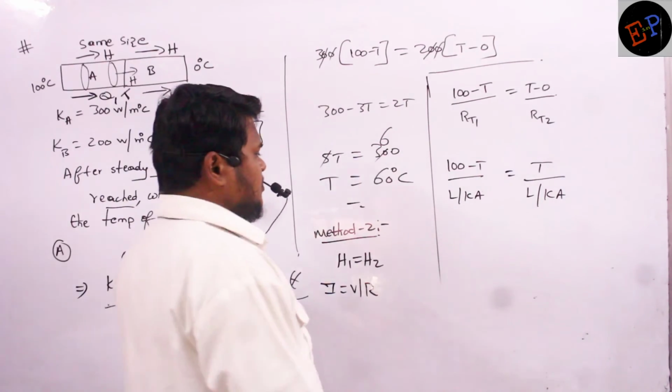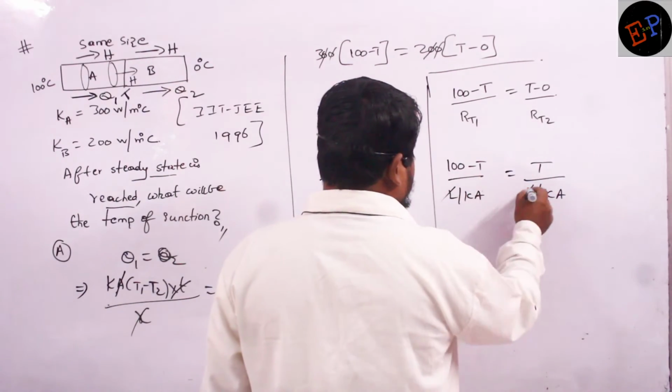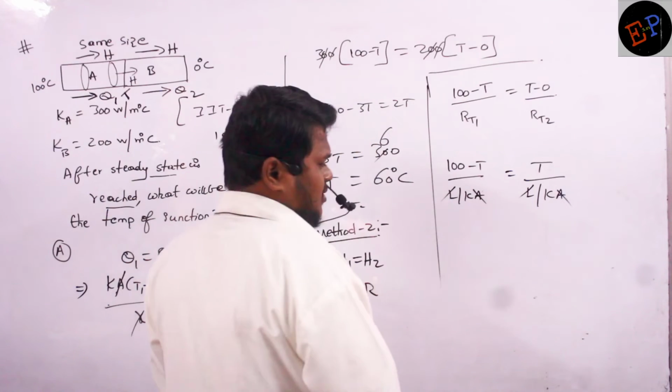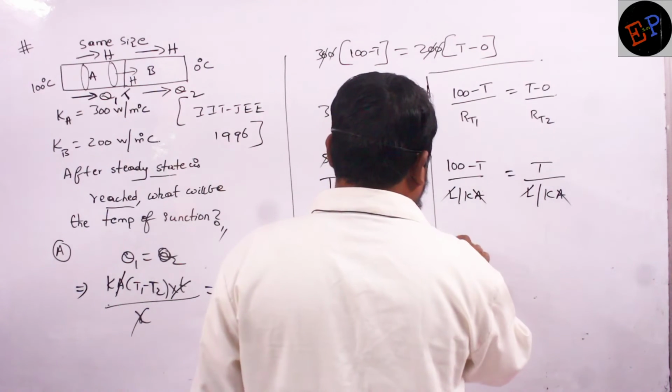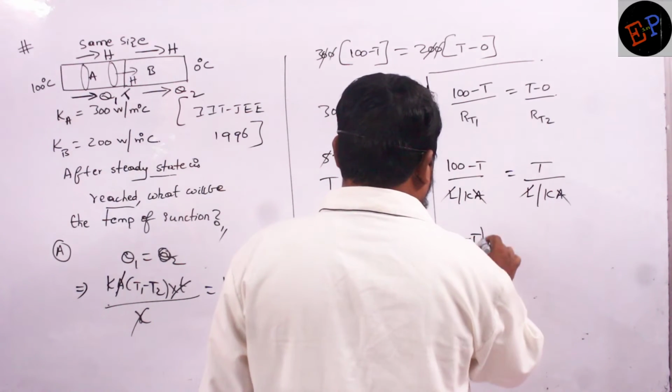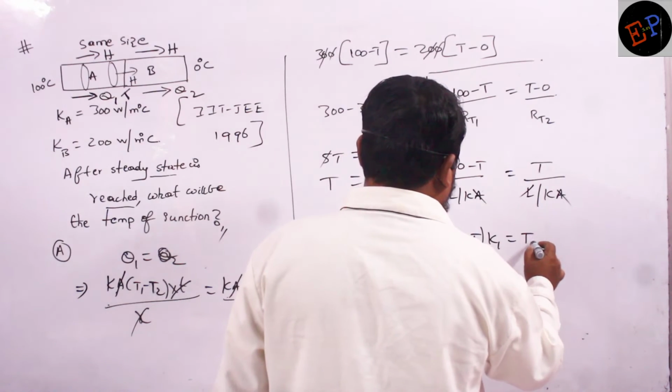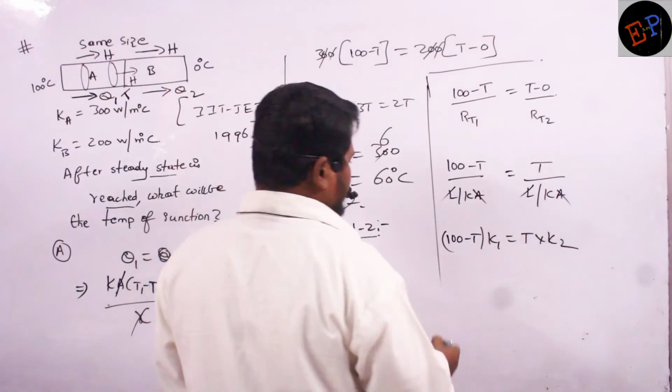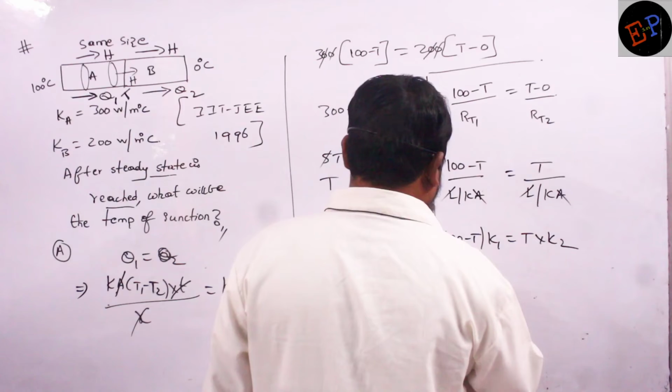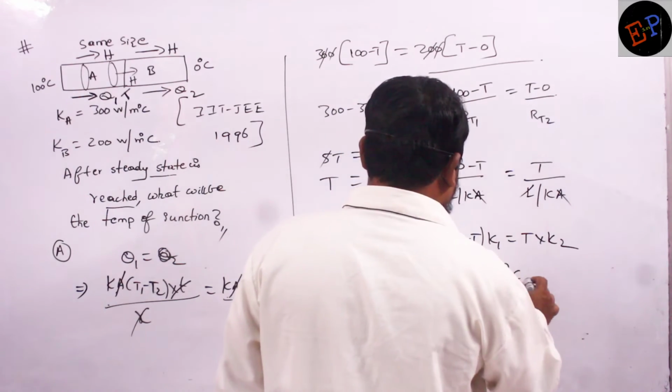So what are the terms which are constant? L is constant. A also is constant. So K goes to the numerator. 100 minus T into K1 is equal to T into K2. Again, you do the same calculation, and then again you should get T is equal to 60 degrees.